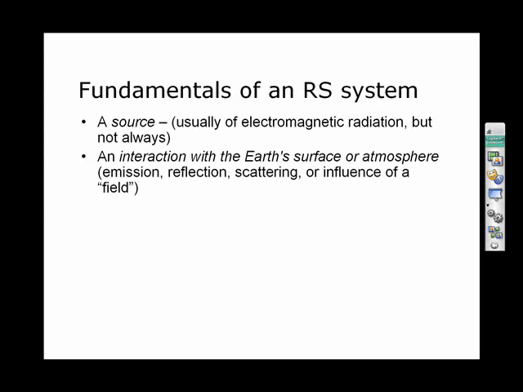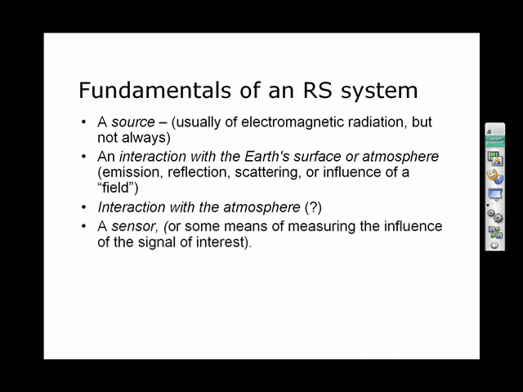There's also some interaction with the Earth's surface going on, whether that's emission or reflection or scattering. Sometimes the object you're looking at is the source of the radiation, and then you have emission. Sometimes the object you're looking at is just reflecting or scattering that radiation, or sometimes it's absorbing it. There's also always going to be interaction with the atmosphere. Even when you're looking at the atmosphere, there's always other atmosphere in between you and that bit of atmosphere that you're trying to measure. So that's something that has to be taken into account. And obviously there's a sensor, which is some means of measuring the actual signal that you're interested in.